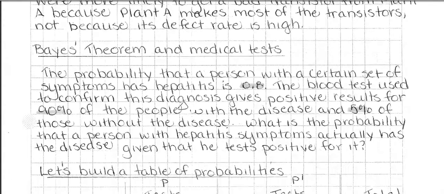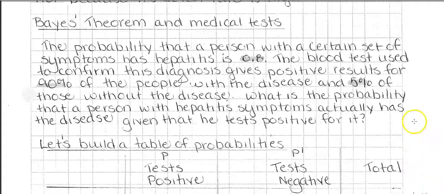Let's take a look at a medical example, which is really very relevant to all of us. Let's say we have a person with a certain set of symptoms, and the probability that a person who presents with these symptoms has hepatitis is about 80%. The blood test that's used to confirm the diagnosis of hepatitis will give us a positive result for 90% of the people with the disease. This is called a true positive. In other words, you have hepatitis and you test positive.